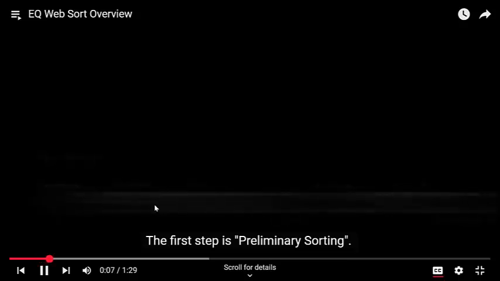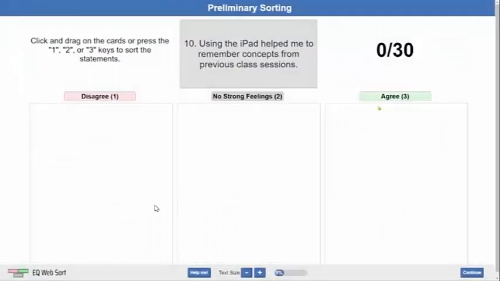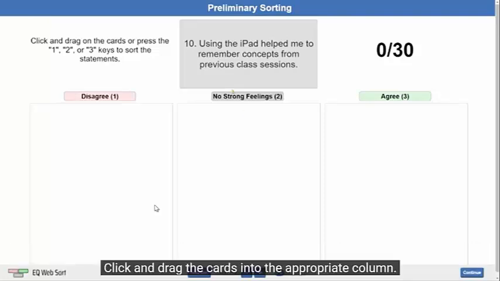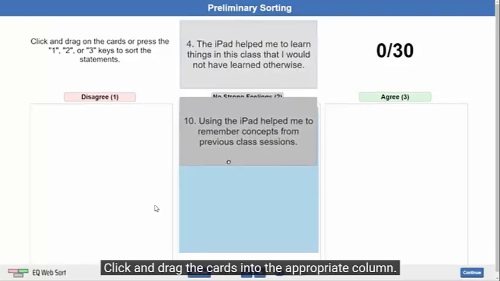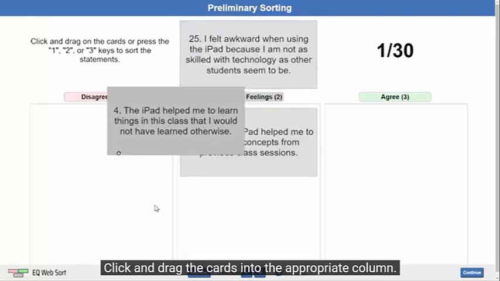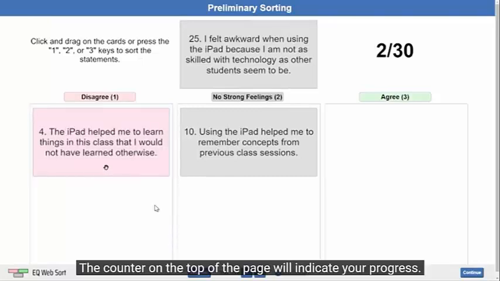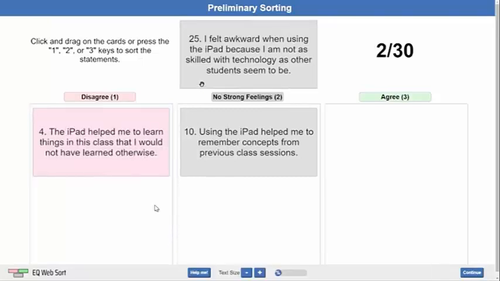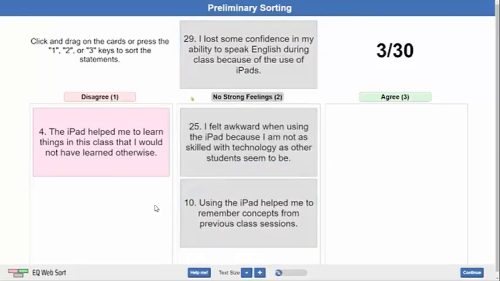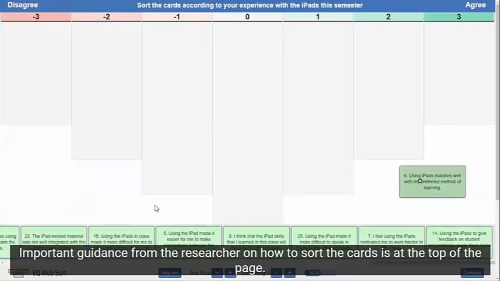I don't know. So this is just what it would look like online. Same exact idea. They're randomly given statements, and they put them into piles. In this case, it's agree, disagree, and no strong feelings or neutral. This is Sean Banasick's original thing that he used in his classroom about using iPads in his learning English as a second language. He is actually originally from Ohio, but he is now in Japan, and that's what he does. He teaches at a university.